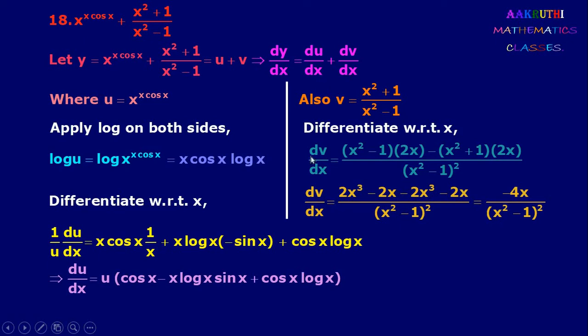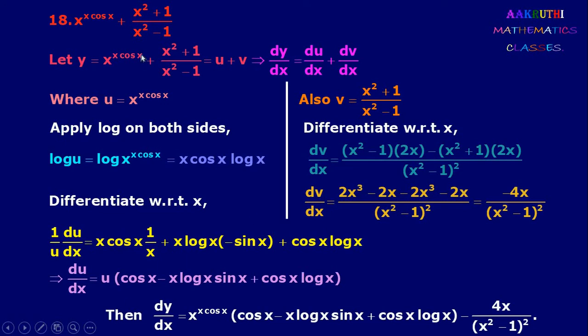Now substitute du by dx and dv by dx. In dy by dx, we get dy by dx is x to the power x cos x, that is u value, into cos x minus x log x sin x plus cos x log x, and here it is plus dv by dx. So here we have minus, plus into minus is minus, so it is minus 4x divided by x square minus 1 whole square. Substituting du by dx and dv by dx, we get dy by dx is x to the power x cos x into cos x minus x log x sin x plus cos x log x minus 4x divided by x square minus 1 whole square.